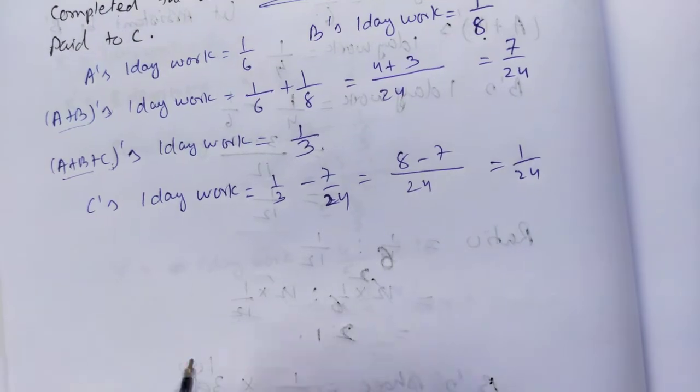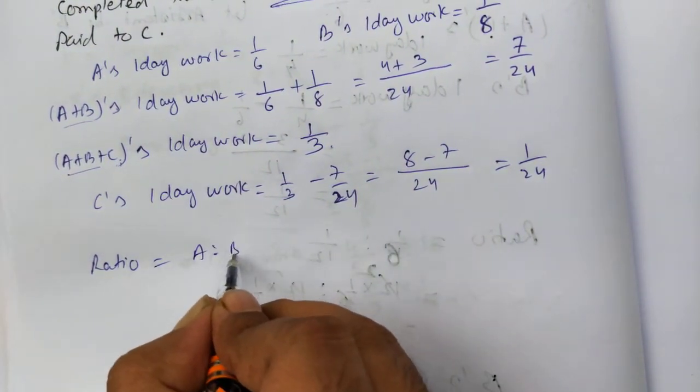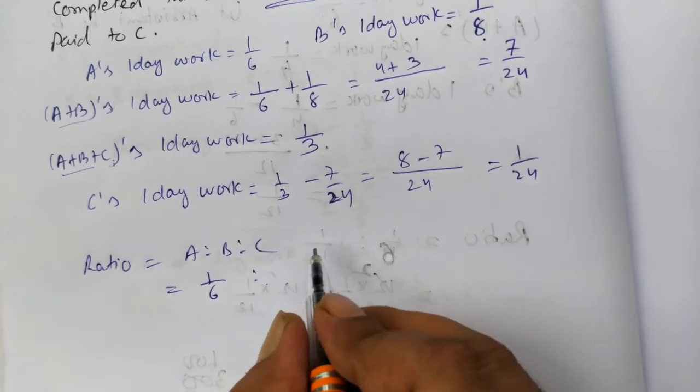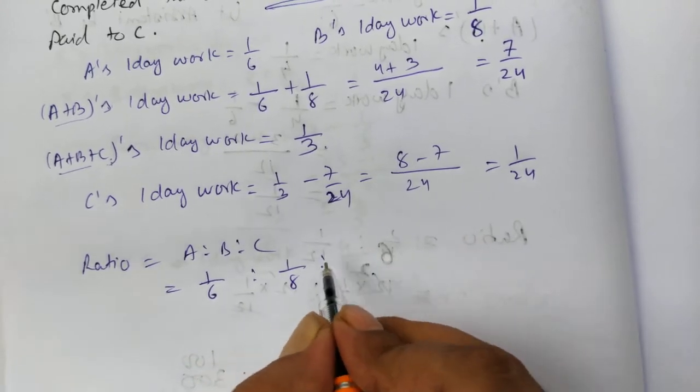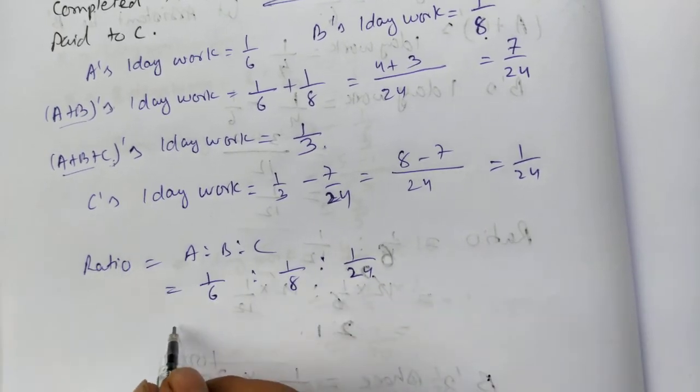So let us find the ratio. A is to B is to C. A is 1 by 6. B's 1 day work is 1 by 8. And C's 1 day work is 1 by 24. Since 24 is the LCM, multiply by 24.